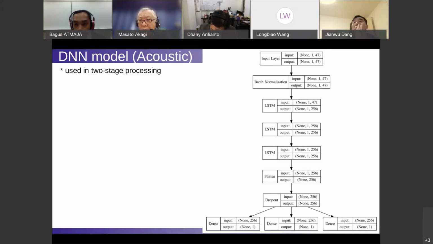And I use 3 LSTMs. The first, shown here, contains 47 nodes. Actually, the number of nodes is the same as the number of features. So if the number of features is 60, usually I use 60 just to capture the one-to-one relation. And then I use larger units, 256 units, for the second and third LSTM.